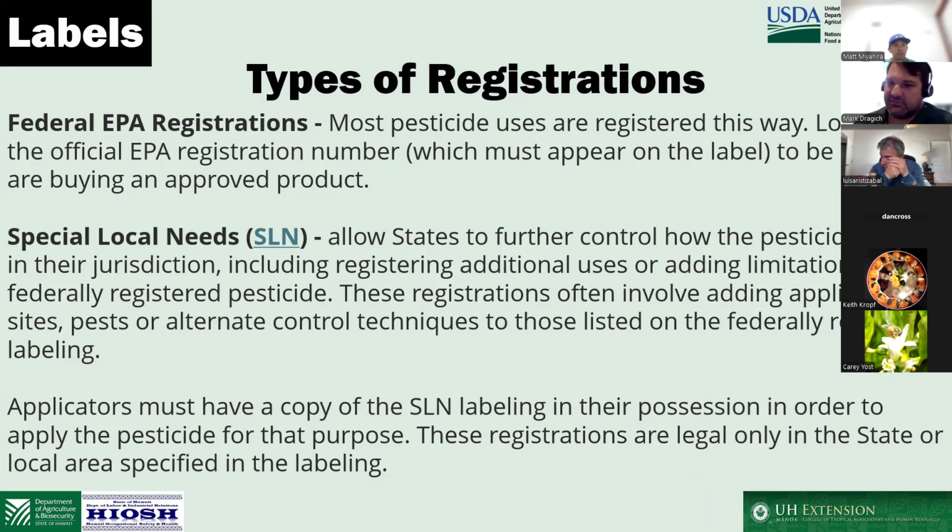Okay, there's different types of registration for pesticides. There's a federal EPA registration, which we just saw. There's the label that comes in the jug, right? There's also special local needs labels, and you can access them at the Department of Ag's website. These are special use cases that are off of the original label, but the state approved them for use. If you're going to use one of those uses, you need to have the SLN with you.